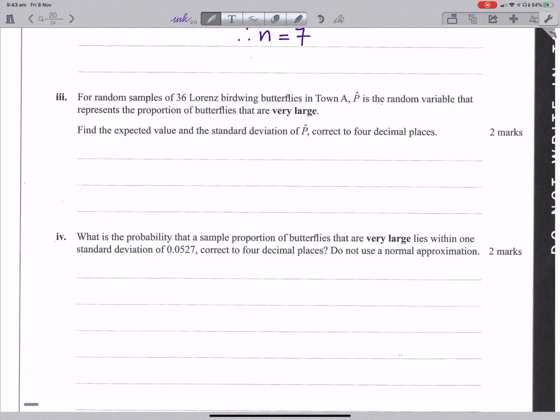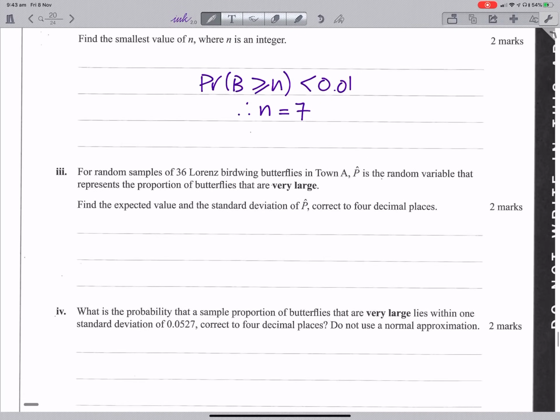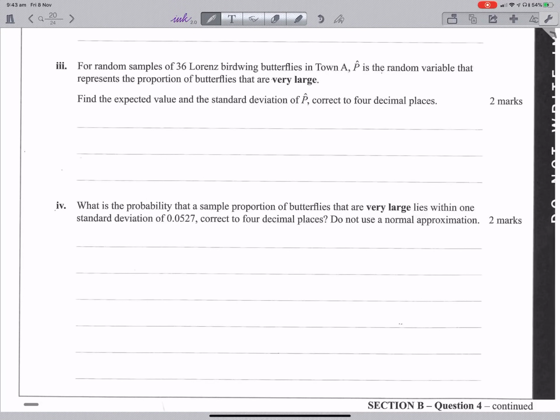For a random sample of 36 butterfly wings, p hat is a random variable that represents the proportion of butterflies that are very large. Find the expected value and standard deviation of p hat correct to 4 decimal places. So our expected value is just the population proportion, which is 0.0527, and our standard deviation is the square root of p(1 minus p) on n.